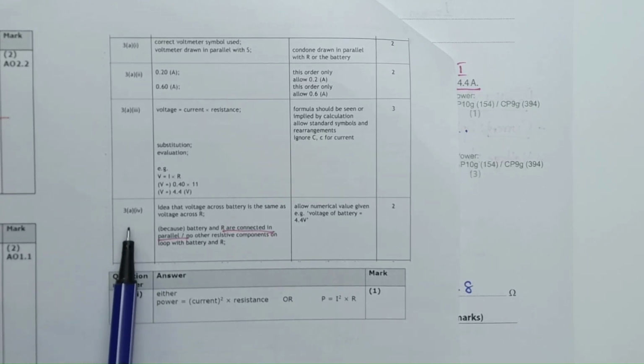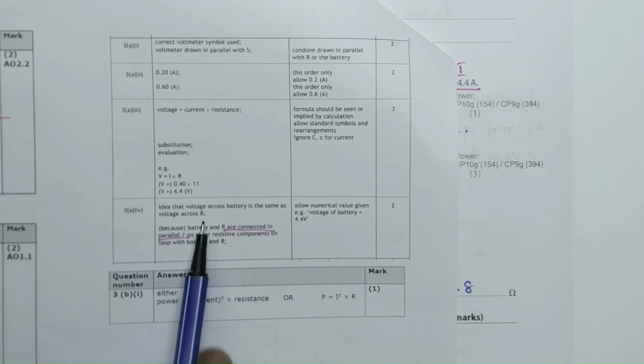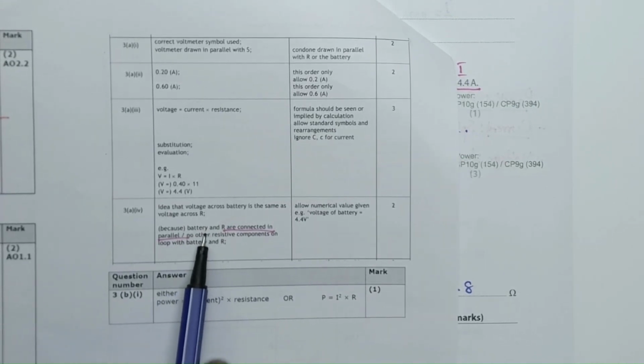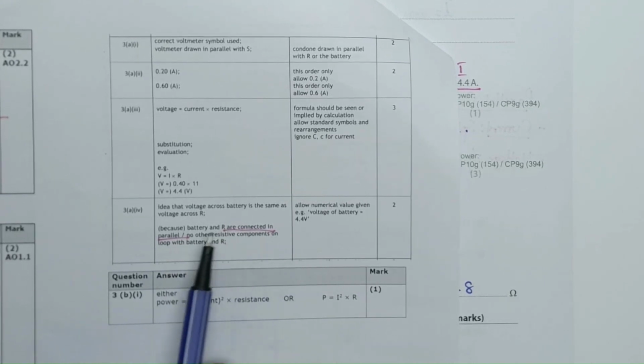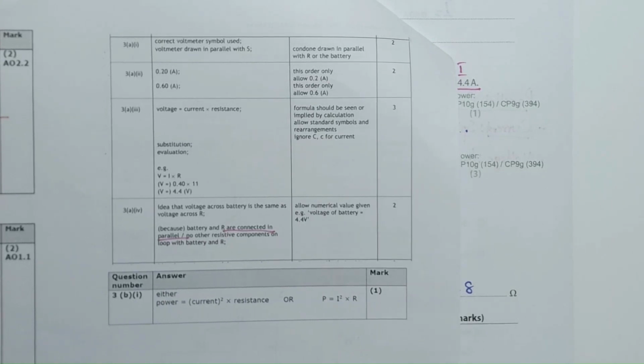Question 3, part A, part 4. Idea that voltage across the battery is the same as voltage across the resistance, right? So we stated that, and the reason is battery and R are connected in parallel, right? That's the main reason that they are accepting. Or you could say no other resistive components on the loop with battery and R. Question 3, part B, either power equals current squared multiplied by the resistance or the symbol equation will be accepted.